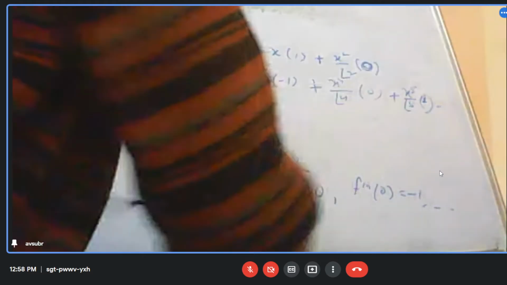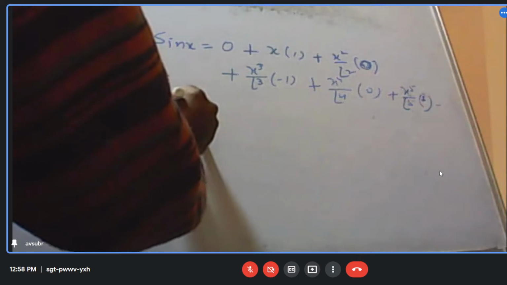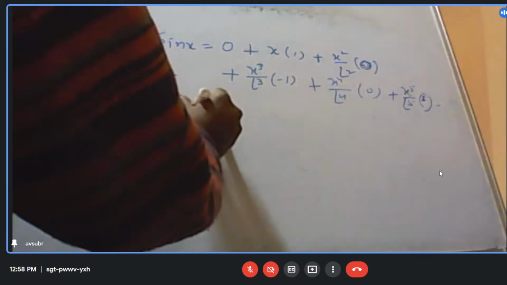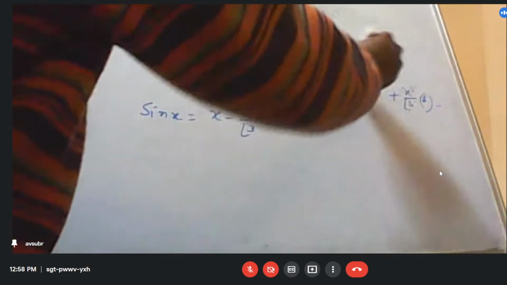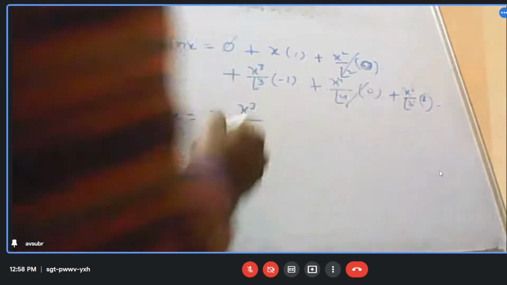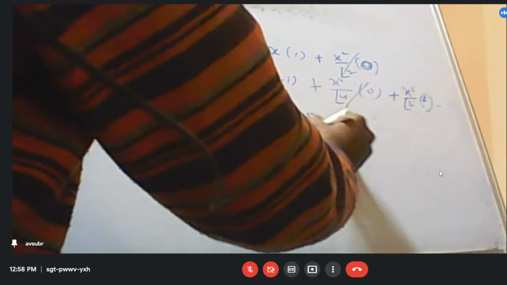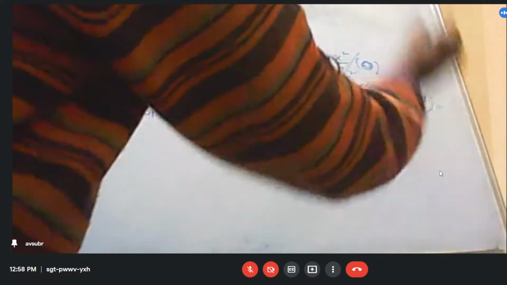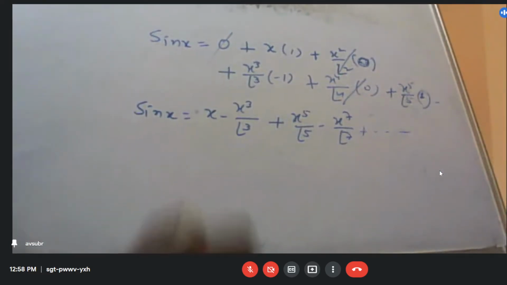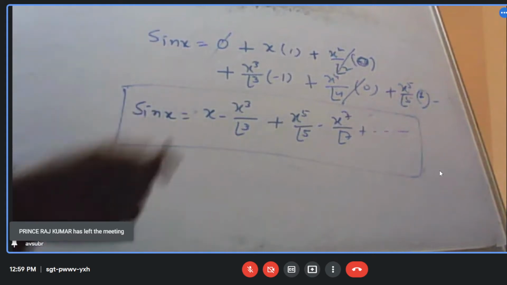So the series will become sin x equal to x minus x cube by factorial 3, and these terms which are 0 will become 0, plus x to the power 5 by factorial 5 minus x to the power 7 by factorial 7, and so on. So this is what my series expansion of sine will be.